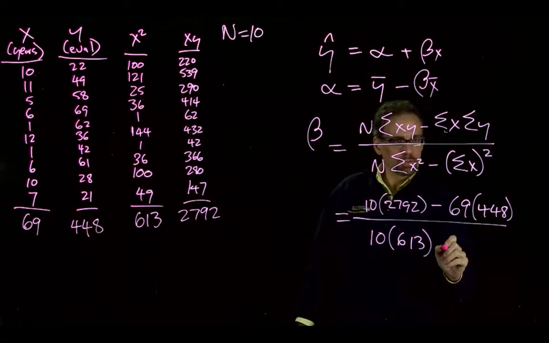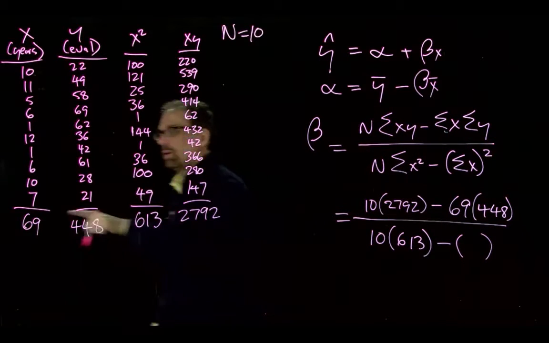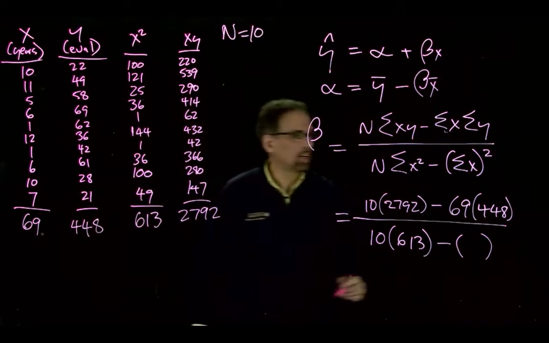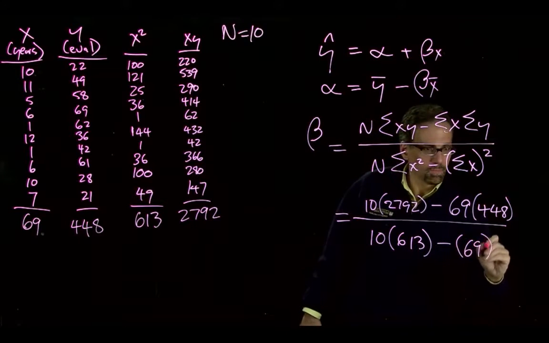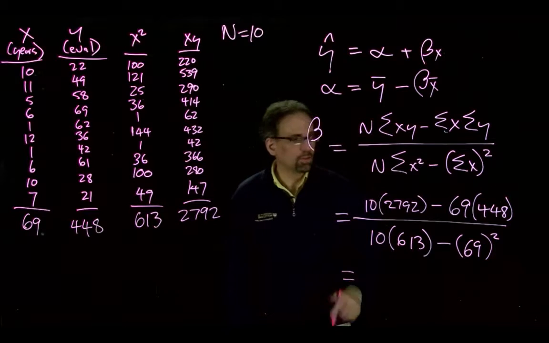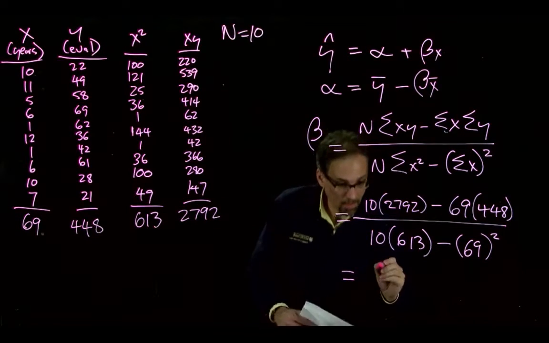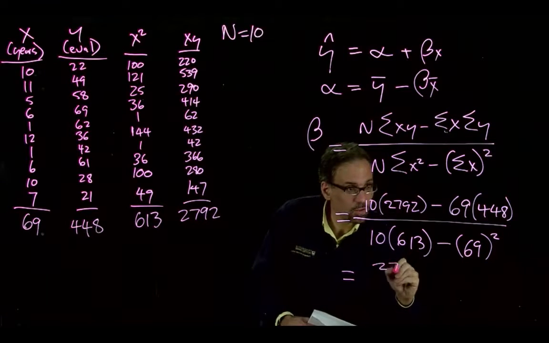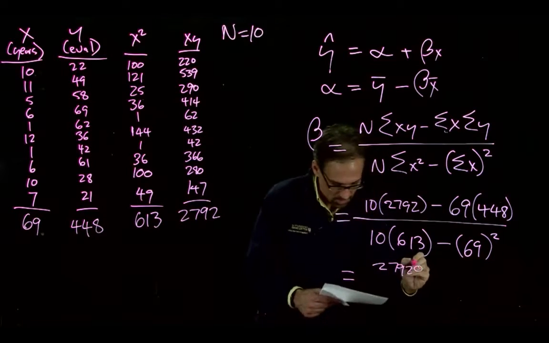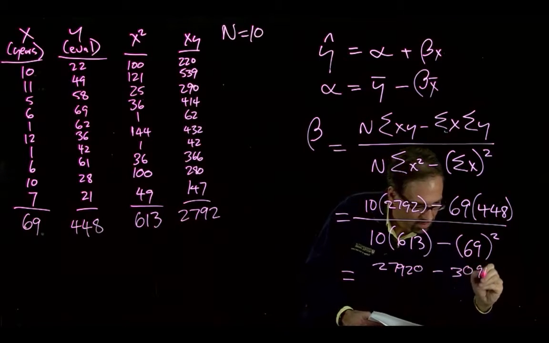And then I'm going to subtract. This time I'm going to take the sum of x first, add them up, and then square them. So that's this here, 69 squared. That's it. And all I have to do is crank all that through my calculator, which I have done here. And so obviously that's 27,920 minus, this is 30,912.